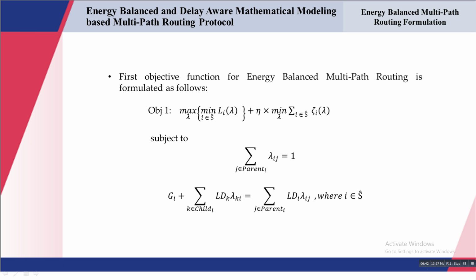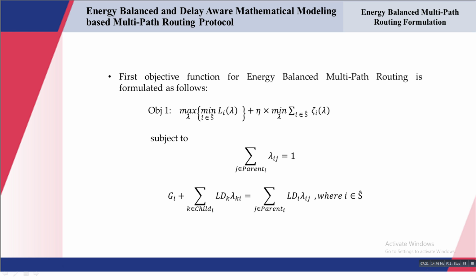What we are trying to achieve is this: the first part of this objective represents the node which has the minimum lifetime among all the sensor nodes in the network. We will try to maximize that particular value for a given traffic distribution lambda. What it will result in is that it will maximize the first node death, or we can say it will delay the first node death as much as possible.